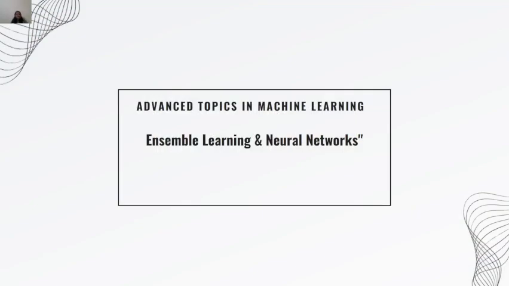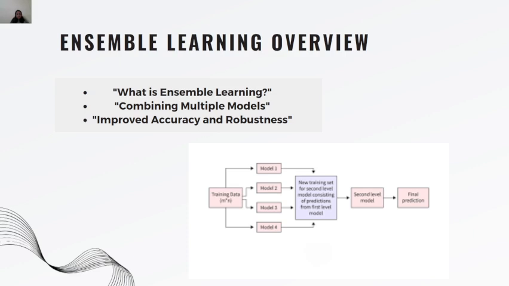Okay, welcome to this advanced session on machine learning. Today we will dive into two important topics in the field of machine learning: ensemble learning and neural networks. These concepts are powerful tools that can significantly improve the performance of your models. So, what is ensemble learning? Let's take an overview. Let's start with ensemble learning.